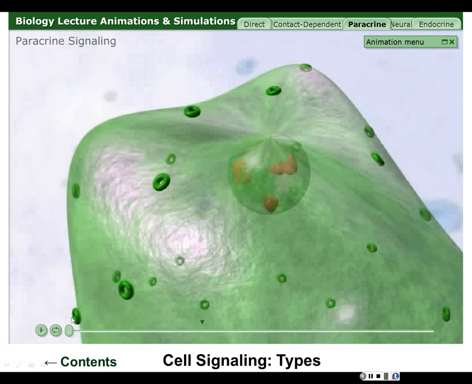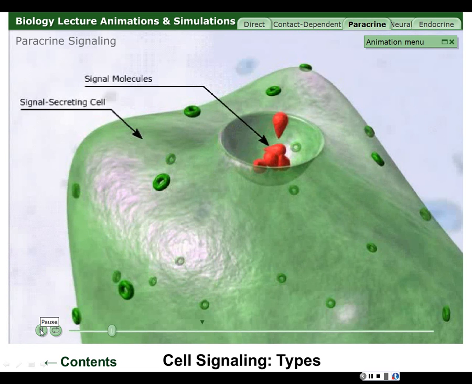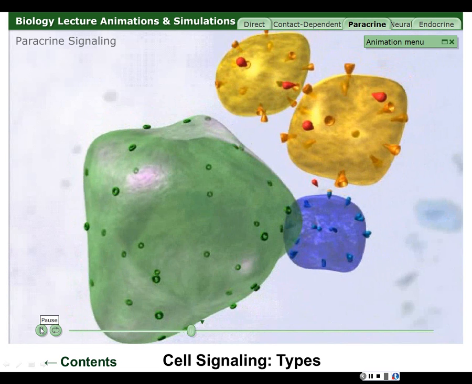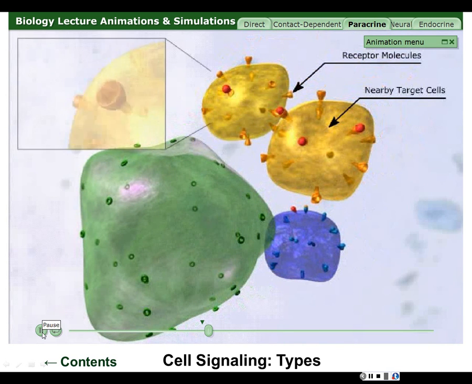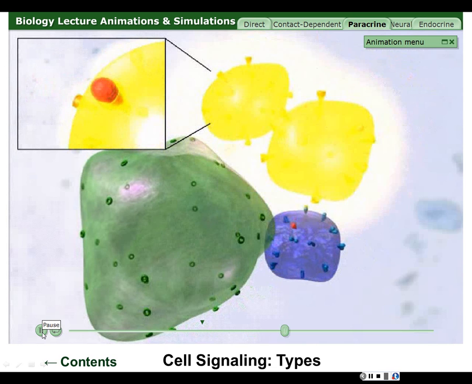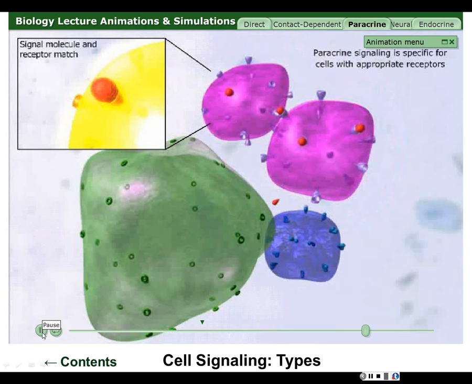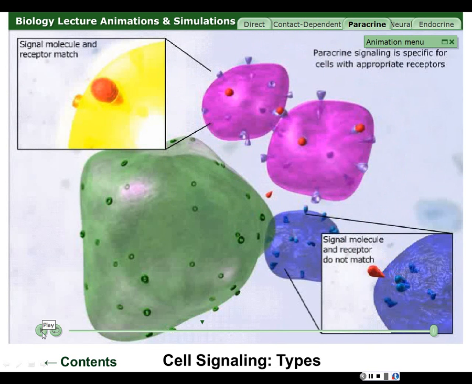Another type of messaging that we talked about was paracrine. So here we can still see a hydrophilic messenger, but it's not coming from a nerve, and it's not going into the blood, so it's not a hormone, it's not a neurotransmitter, but it still has the same type of binding, initiating a response. Does that make sense?